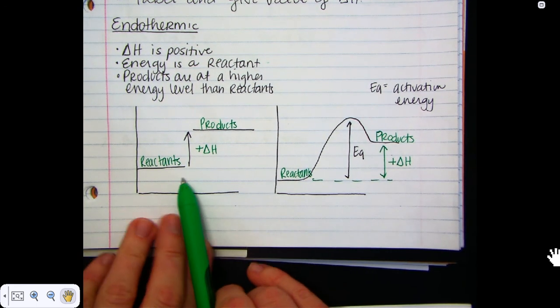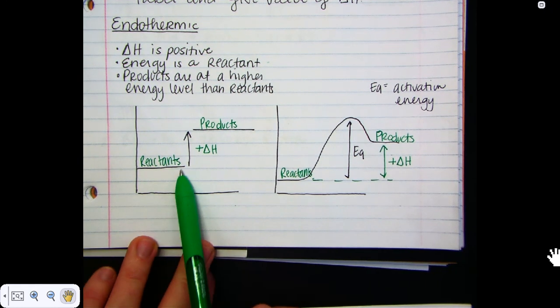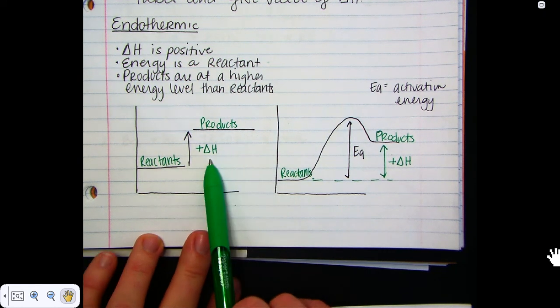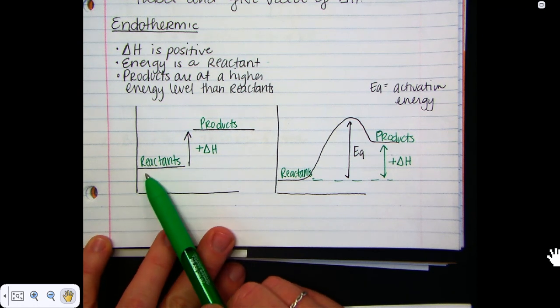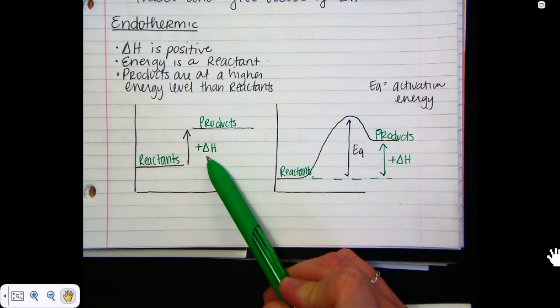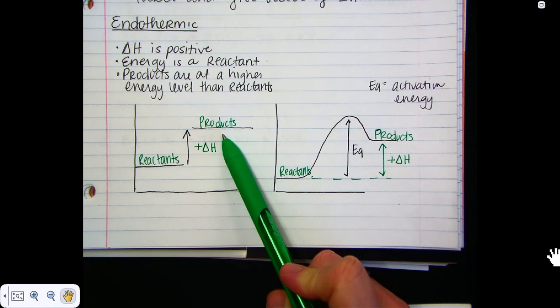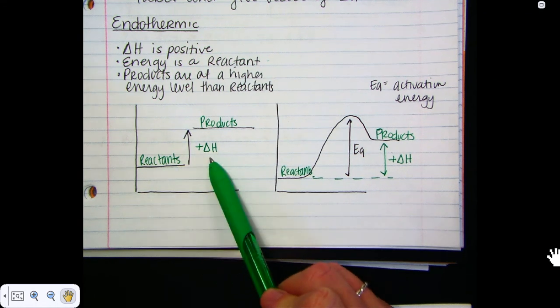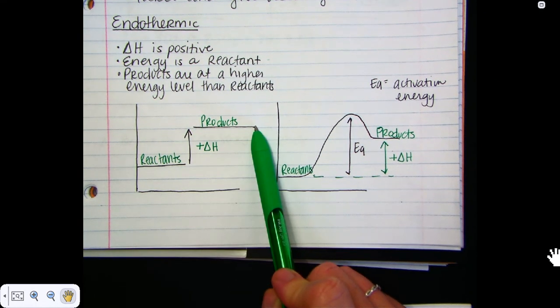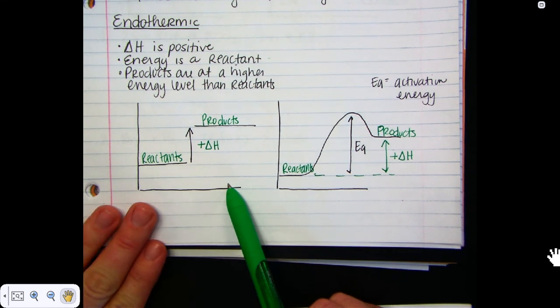So let's talk about this first one. This is simply looking at the reactants and the products with the delta H value. So my reactants are at a lower energy level. We have to add energy because energy is a reactant. My products are at a higher energy level. So I have taken the reactants, I've added energy, and I've boosted them up to become products. This enthalpy diagram does not show activation energy.